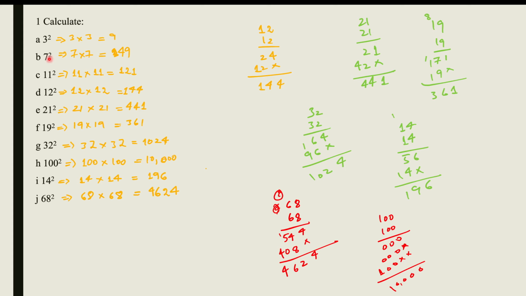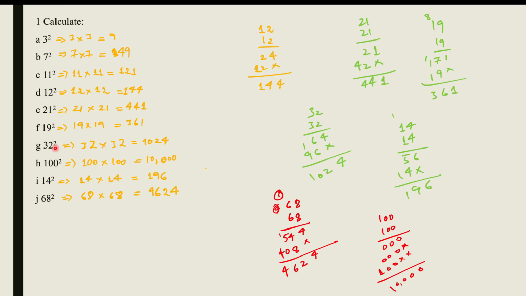7 raised to the power of 2, 7 multiplied by 7 is equal to 49. 11 multiplied by 11 is equal to 121. 12 raised to the power of 2 means 12 is multiplied with itself, which gives us 144. 21 raised to the power of 2 means 21 is multiplied with itself, so it gives us 441. 19 raised to the power of 2, again 19 multiplied with itself, so we get 361.